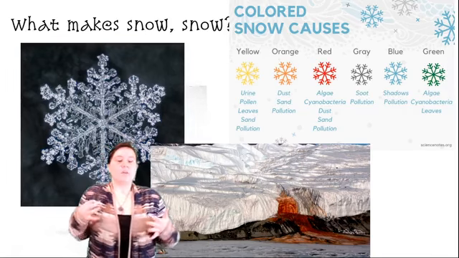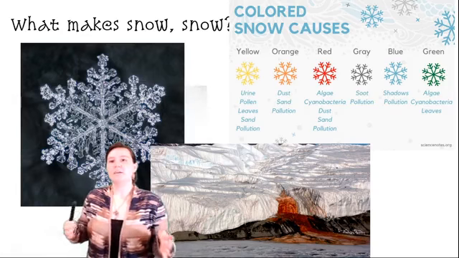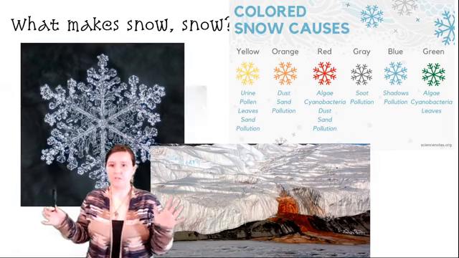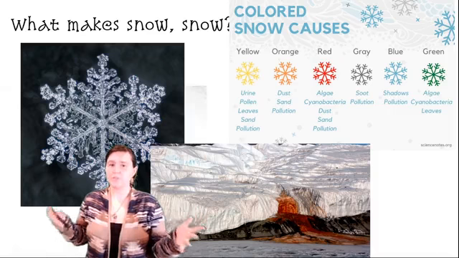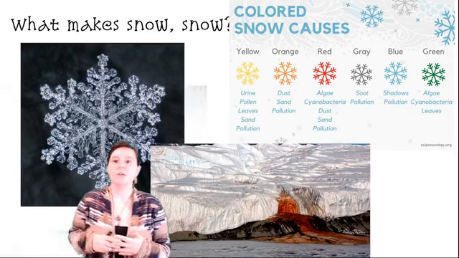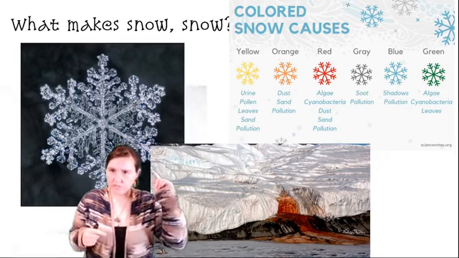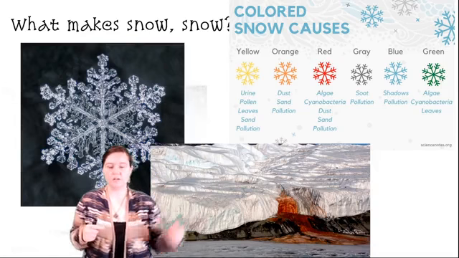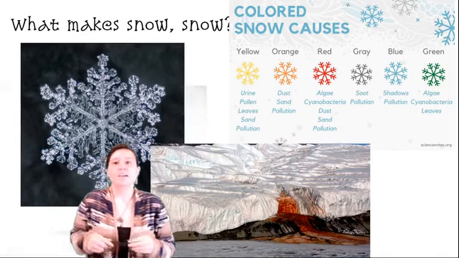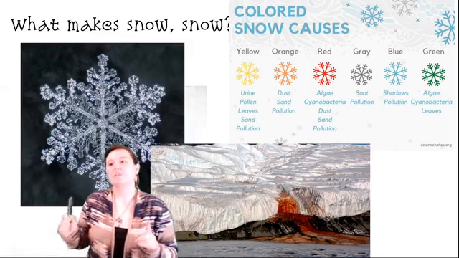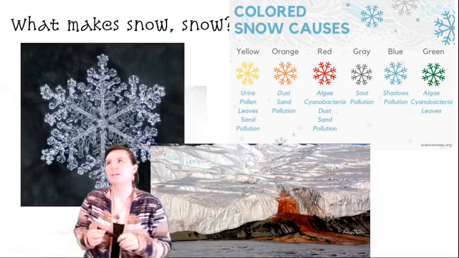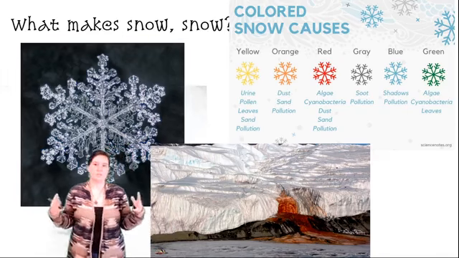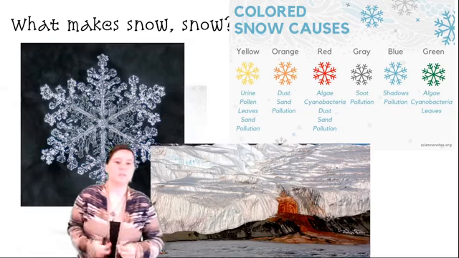So there is one thing though that could make any of these colors, the snow turn any of these colors, and that's pollution. If you're able to, I think you can actually read about what causes colored snow, and you'll see that pollution is in every single one of those. So pollution makes snow turn all of these different colors because they mix with the water.